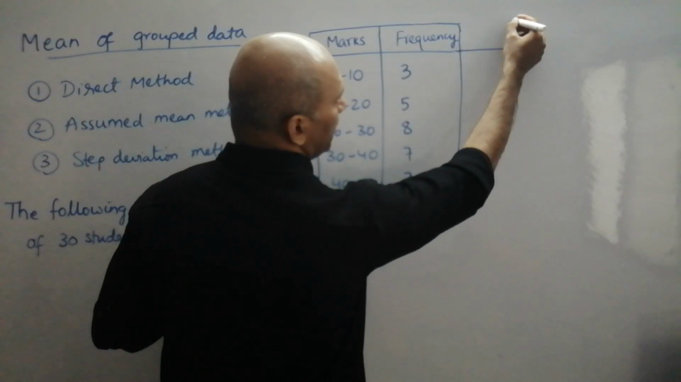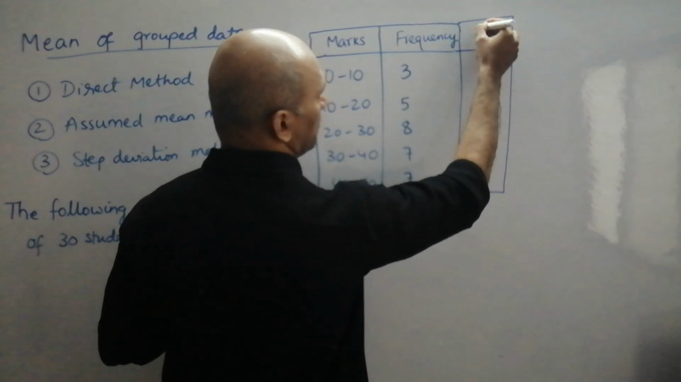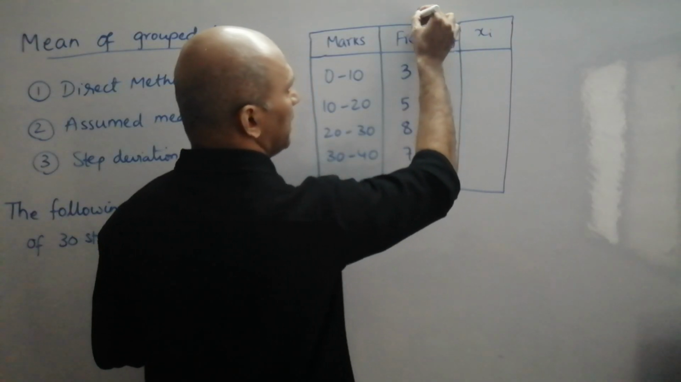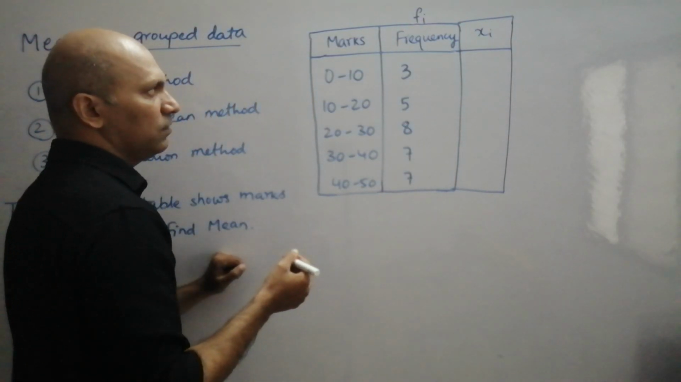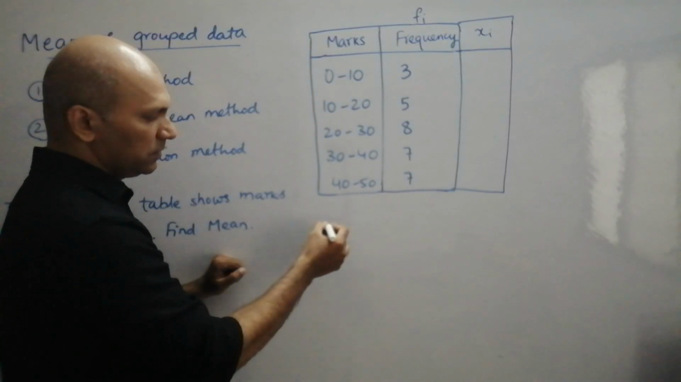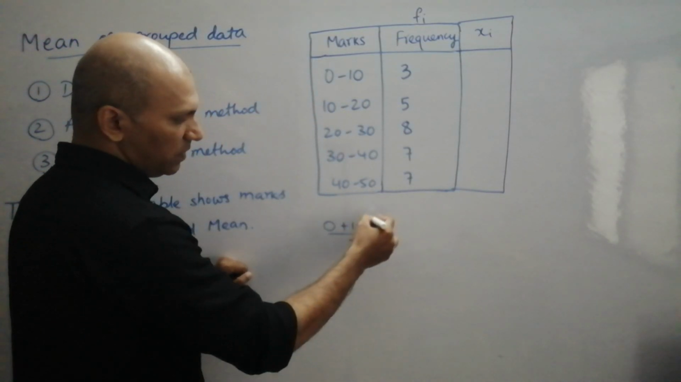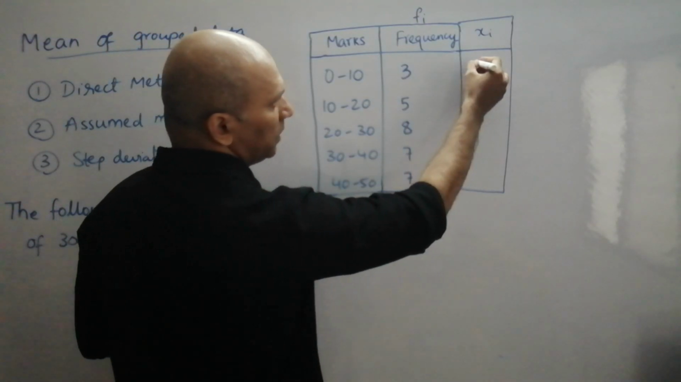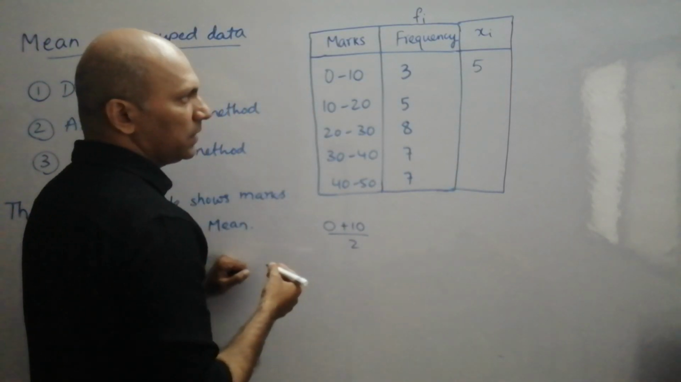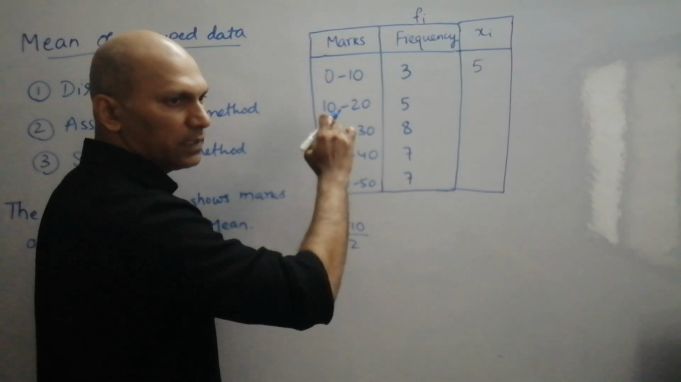So we need to find xi. This is fi, frequency. Xi is the lower boundary plus the upper boundary divided by 2. We have seen this in the previous video, right? So this will be 10 by 2, which is equal to 5. Or you can take the number that is in between.